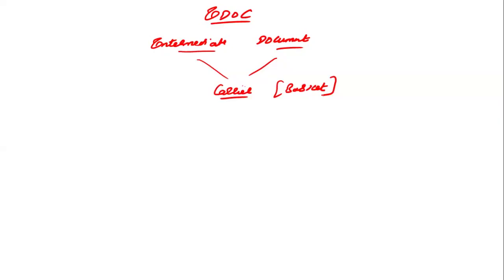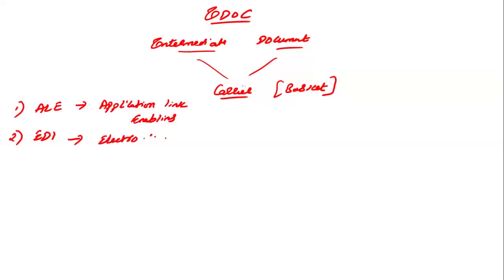Okay. In this Idoc, we have 2 types. One is the ALE and one is the EDI. ALE is nothing but application link enabling, and EDI is nothing but electronic data interface.